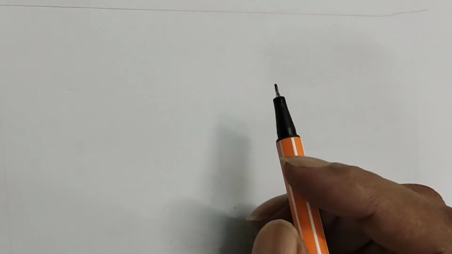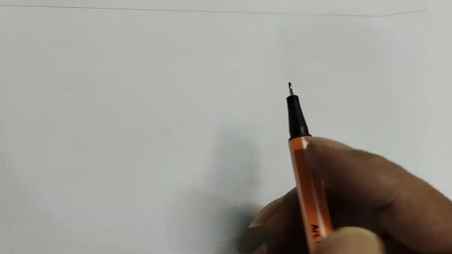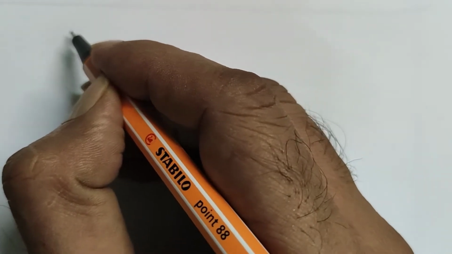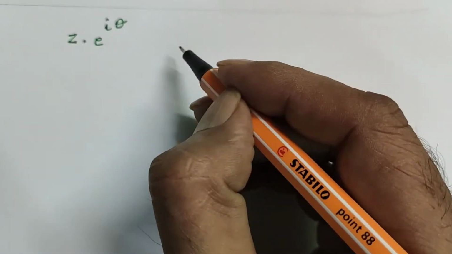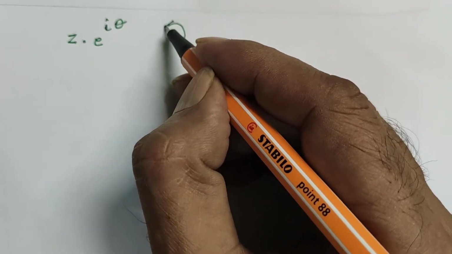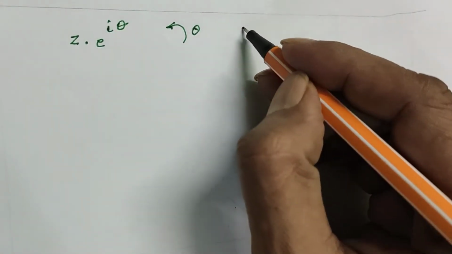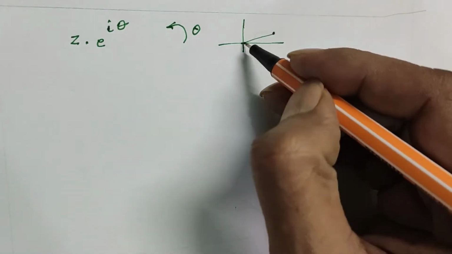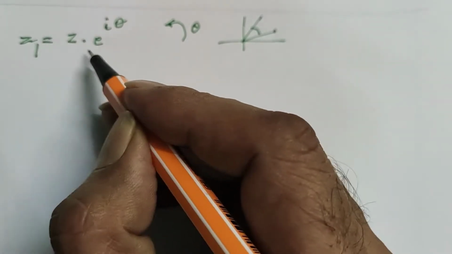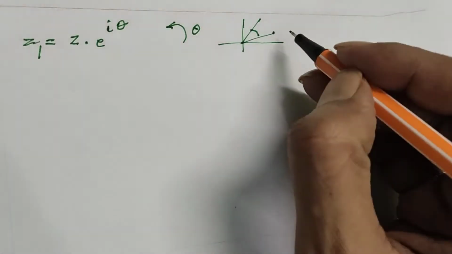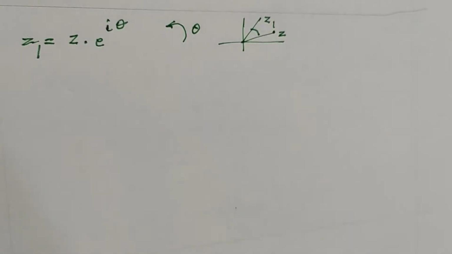Now we'll see some simple applications of the rotation rule that we just learned. The rotation rule simply says that if z is multiplied by e^(i theta), then z turns in the anti-clockwise direction by theta. So if z is here, it turns by theta. It has gone here. So if this is z, then z1 equals z into e^(i theta). As simple as that.